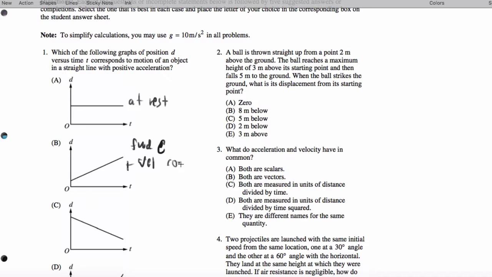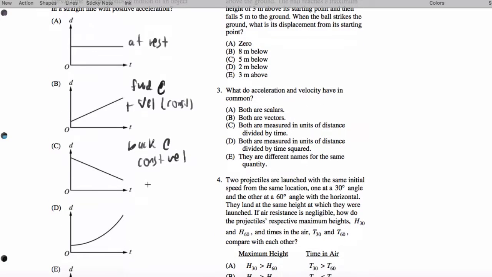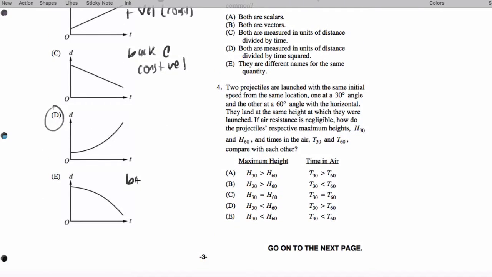That's constant positive velocity because the slope is steady. Here we're moving back at constant velocity. Here we're moving forward and gaining speed. That's D. Here we're moving back and speeding up.